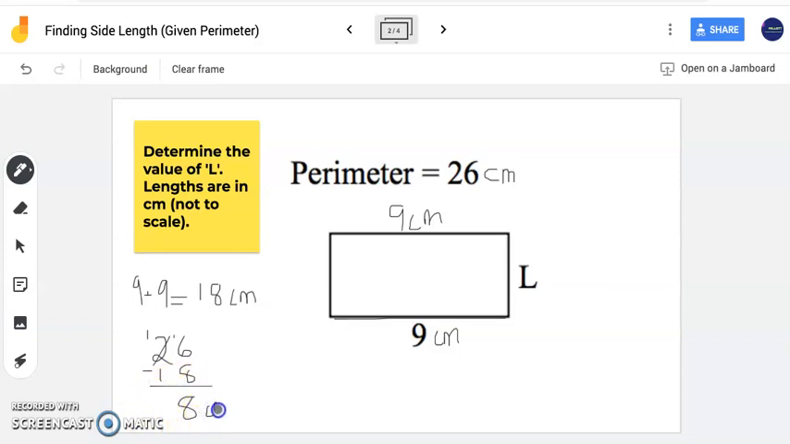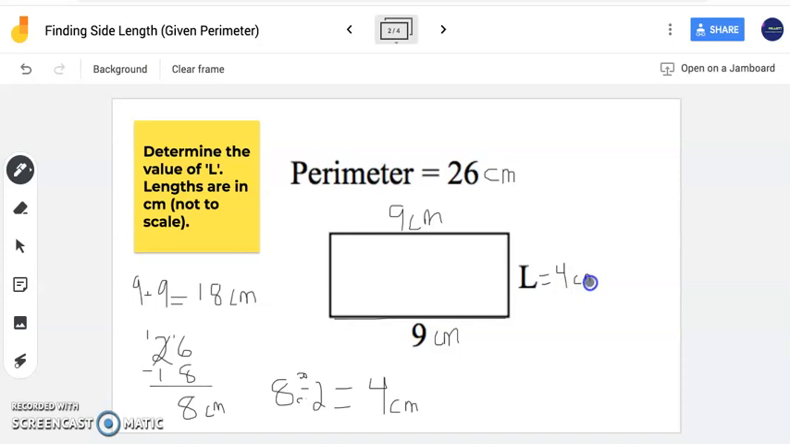Now 8 centimeters represents this side and this side, but the problem is the answer only wants the individual side length. So if we know that both these sides have to total to be 8 centimeters, I'm going to now take 8 centimeters and I'm going to divide this by 2. So 8 divided by 2, you're left with 4 centimeters. So that's telling me my answer for this side will be 4 centimeters.